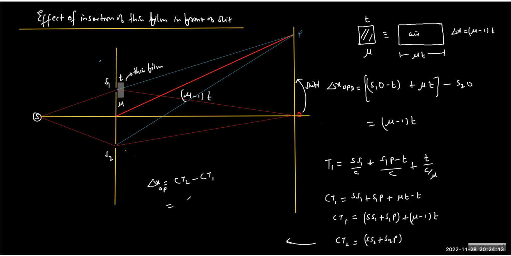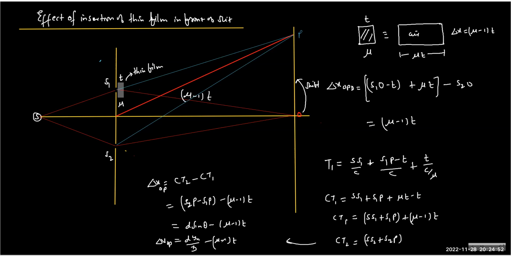So what is the answer now? The SS2, SS1 will cancel out, right? They are symmetric. So what you get is (mu minus 1) into S2P minus (mu minus 1) into S1P, which gives d sin theta, or d y by D. And again, you know how to proceed. For zero order, you will just make it 0 and put y0, right? So whatever you want to do from here, you're free to do. I will not go into this.